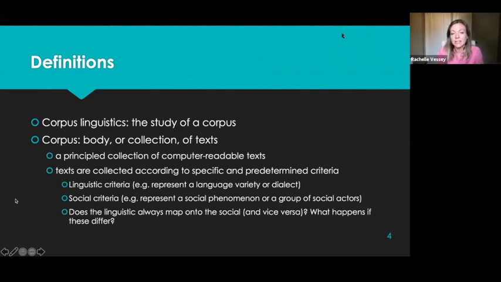So the real question that is driving my research, and that I'm using as an anchor point for this talk, is what happens when the linguistic and the social criteria don't necessarily map onto one another directly. So does the linguistic always map onto the social? Does a social group always speak one particular language variety or dialect? Does a language variety map directly onto a social group or not? And I think there are important implications, both theoretically and methodologically, that we need to grapple with in corpus linguistics when there is a bit of a disconnect between the linguistic and the social, because things get more complicated, especially in the day and age that we're in now.